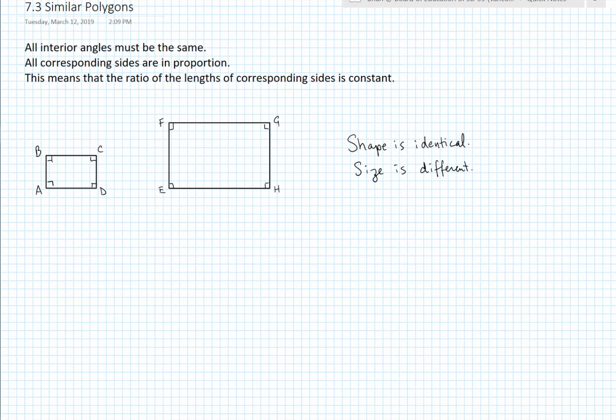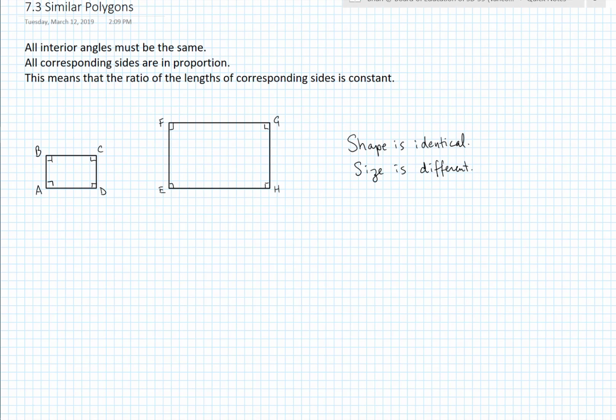So, one thing to keep in mind is that the shape is preserved. The shape is always identical with similar polygons, but the size is different. Obviously, if you have two polygons the same size and the same shape, then they are not only similar, but they're called congruent. In this case, all the examples we'll look at, the size is clearly different.